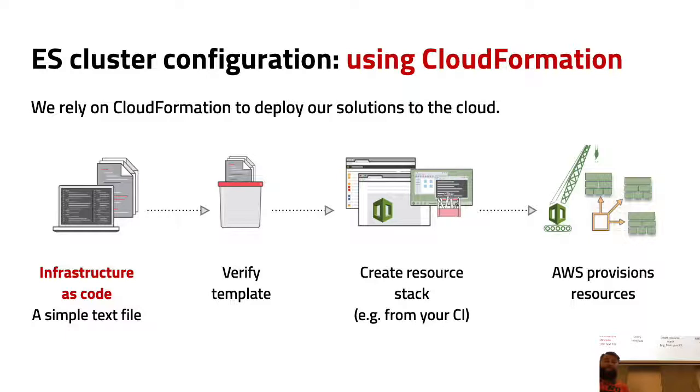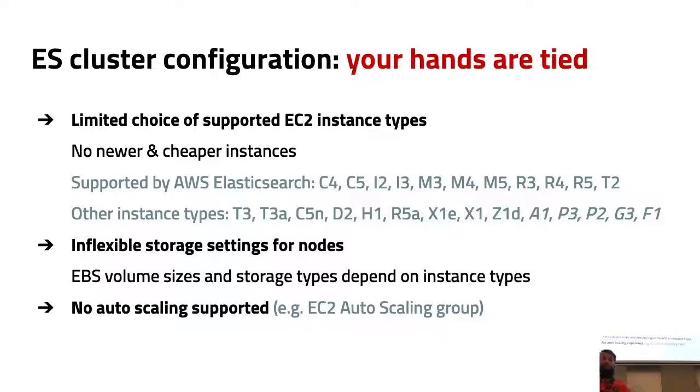The problem is that it's just another system in Amazon, so it uses internal APIs, and sometimes it's behind what's available at Amazon. With Elasticsearch, it's exactly the case.